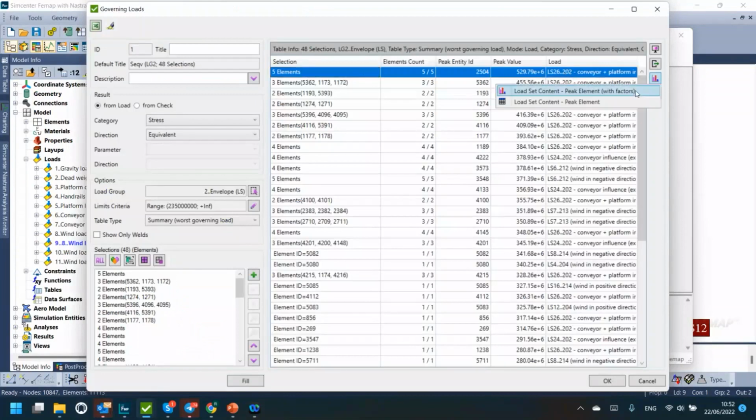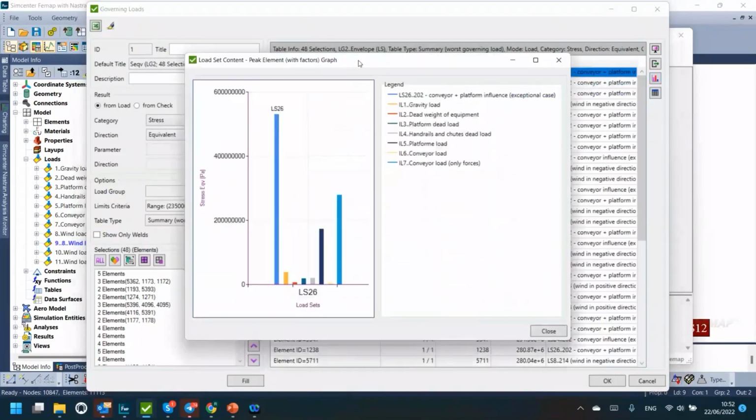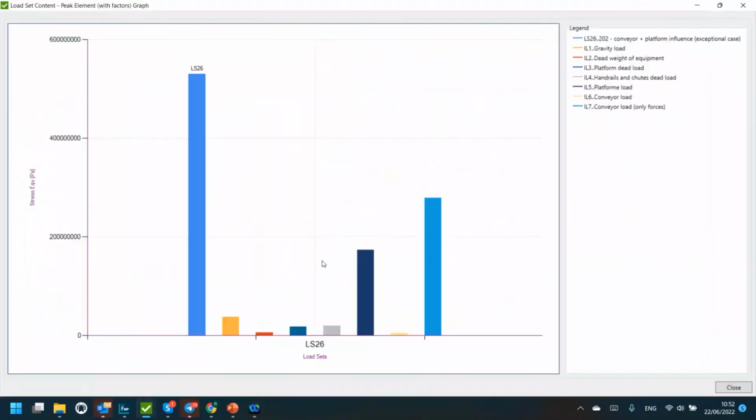If we click on this icon, we're able to see the separate detailed influence of the loads included in these load combinations. So you see that the highest stress level is coming from the load set, but basically those 2 loads are a conveyor load. So if I drag my mouse in here, it is also highlighted on the graph. So it is easy to navigate yourself through all these values. So we see that the governing loads, only forces, and the platform loads are the governing ones. Yeah, this graph is very nice to quickly understand which ones are important and which are not.